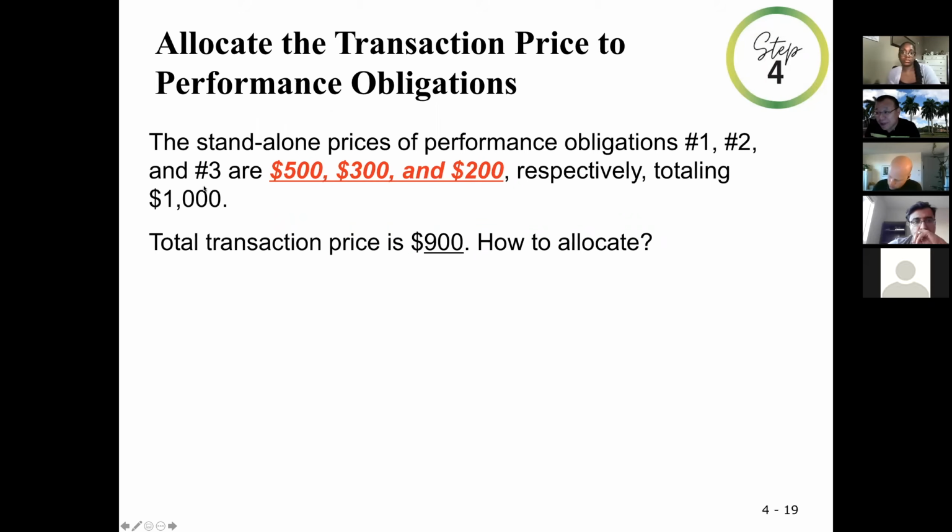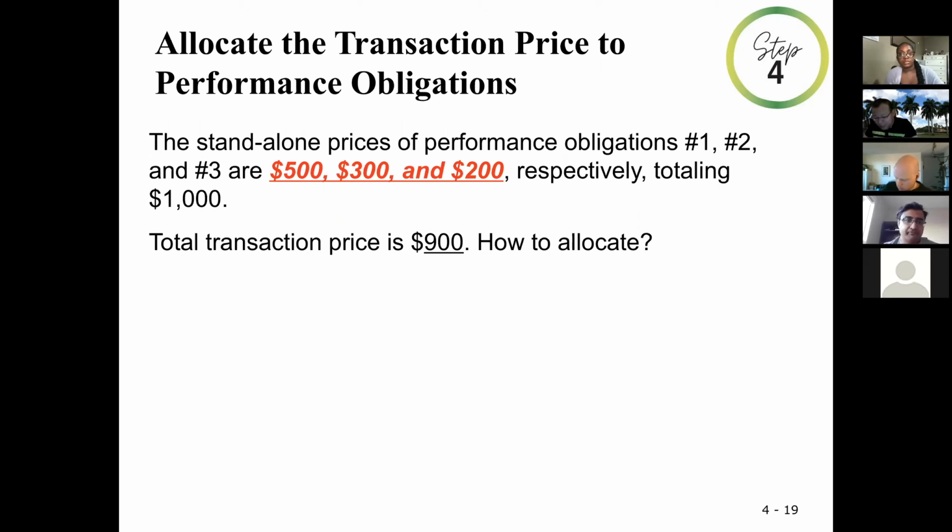And usually they give you a deal, right? When you buy these services together, they will not charge you 1,000. Suppose they charge you 900, okay? How should we allocate the 900 to the 3 performance obligations? Would it be proportional? Yes, proportional. Weighted average. Very good.